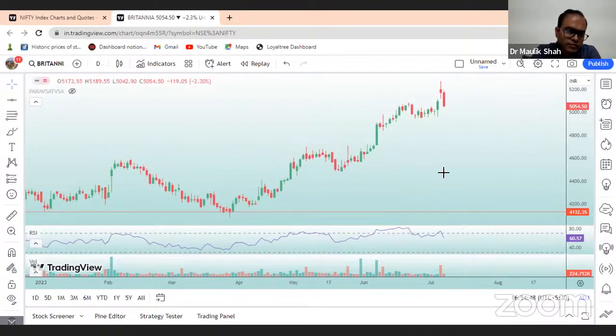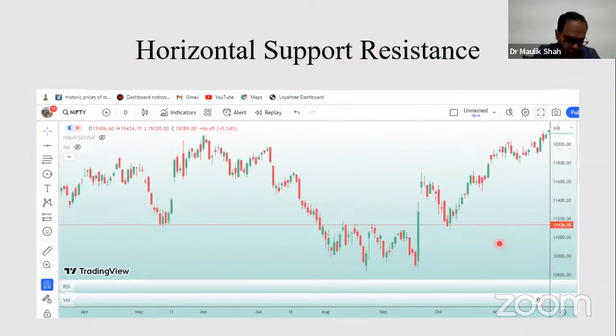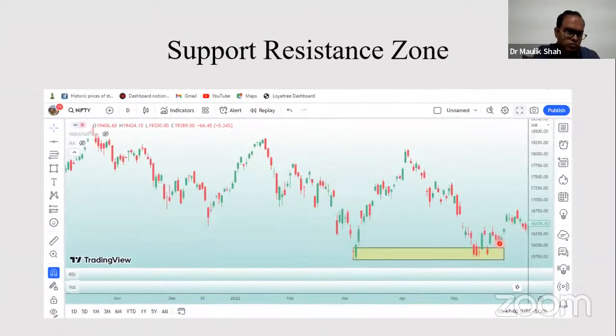Coming to the next tool. I think we are going too slow. Sir, how much time do we have? I need to go rapid. Ajay sir. Anyways, we'll just go a bit faster.